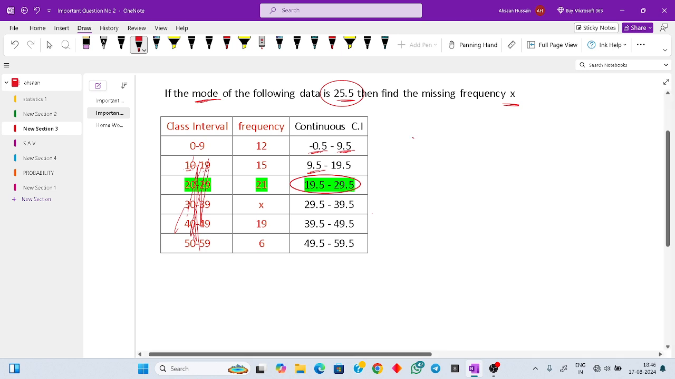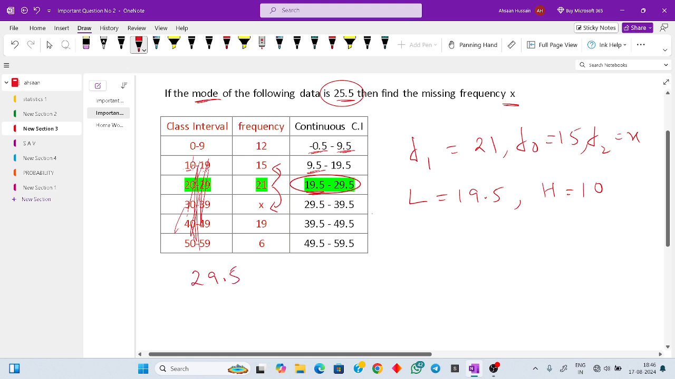So F1 equals 21, then F0, the preceding frequency, is 15, and F2, the succeeding frequency, is X, and the lower limit of the modal class is 19.5, and the height is 10. How to find the height: subtract the lower limit from the upper limit. By subtracting, you will get 10.0, which means 10 only.